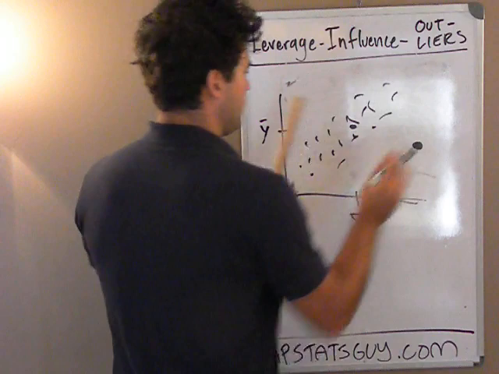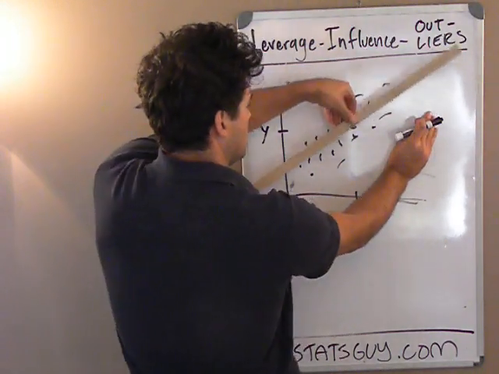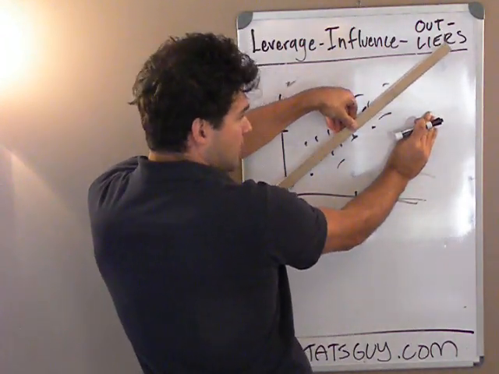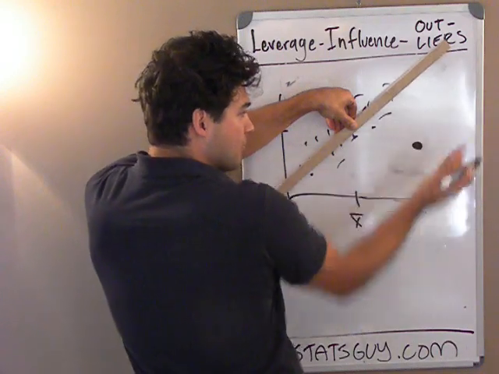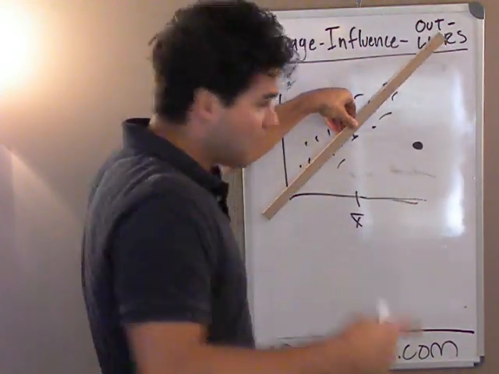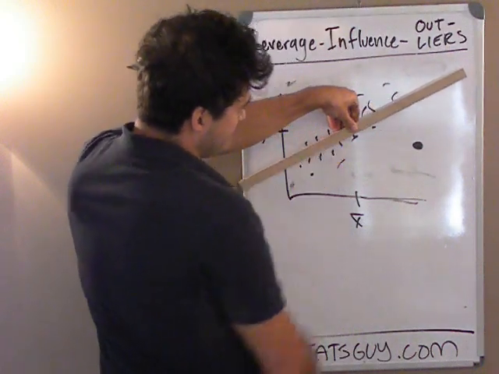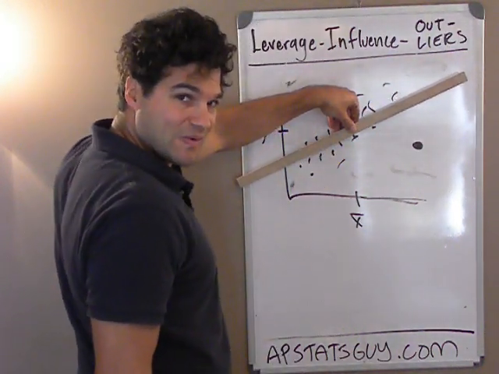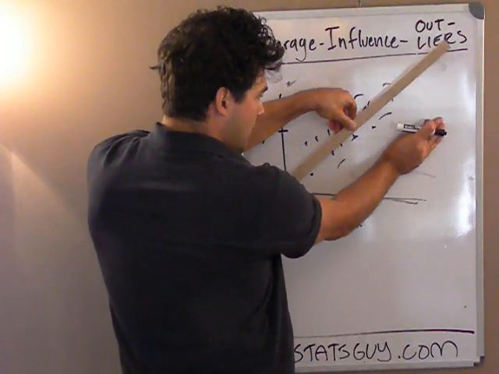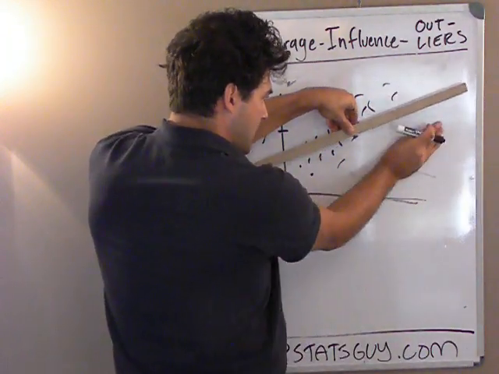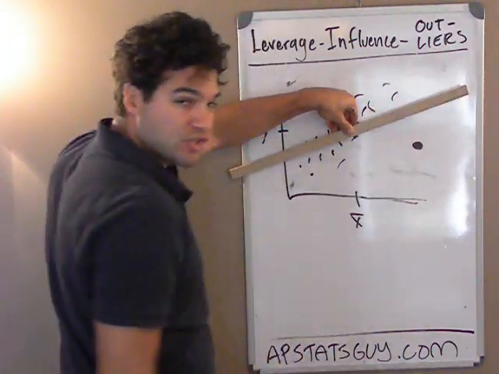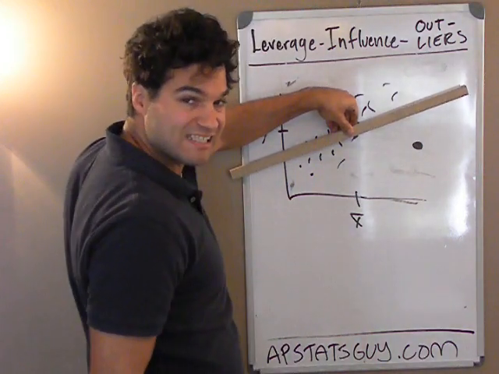So let's see. Here it is. Here it is now without it. And then I put this point in. Now it wants to get close to it. It says, okay, I'm a little closer to you. And I take it away, back where I was. Up, now I'm close to you. Take it away, back where I was. I would say that that point influences the slope.